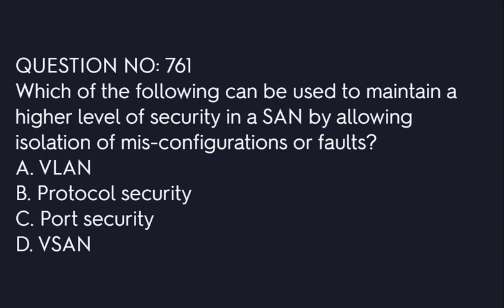Question number 761. Which of the following can be used to maintain a higher level of security in a SAN by allowing isolation of misconfigurations or faults? A. VLAN. B. Protocol security. C. Port security. D. SAN. The answer is D.